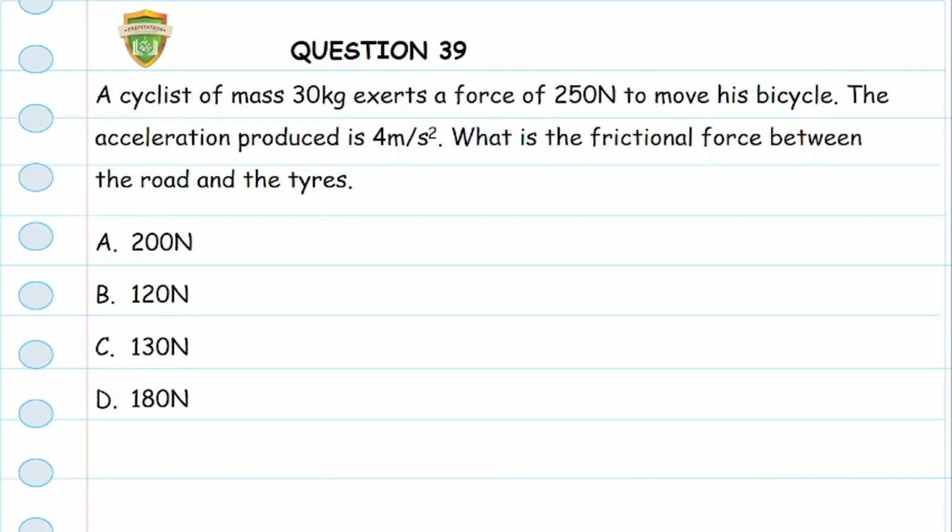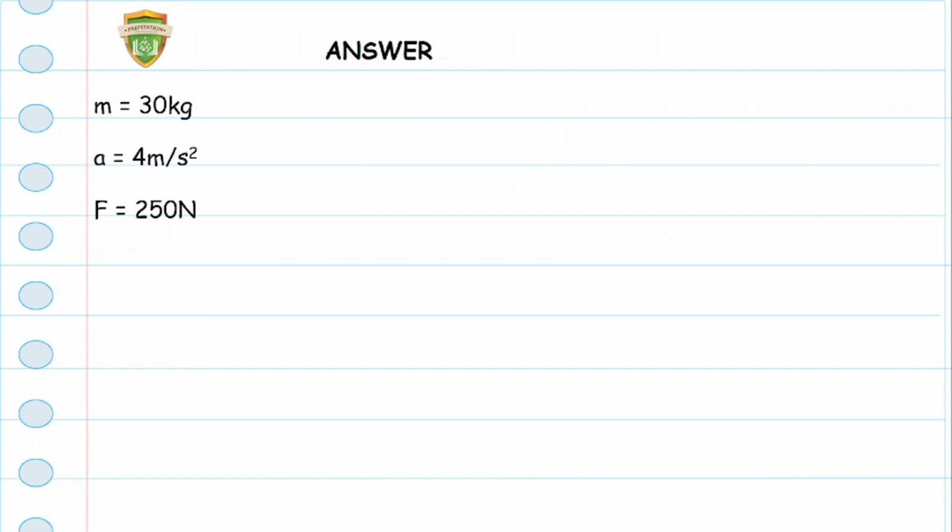Now question 39 says a cyclist of mass 30 kilogram exerts a force of 250 newtons to move his bicycle. The acceleration produced is 4 meters per second squared, and we're meant to find the frictional force between the road and the tires. Now, once again, we get all our parameters, and we have the mass, which was given to be 30, acceleration to be 4 meters per second squared, and the force, which is 250 newtons.